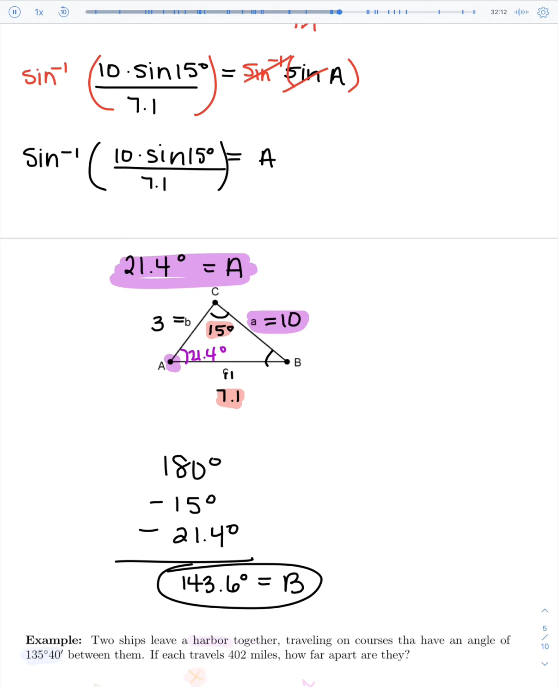On this next problem, let's take a look at a real life example.